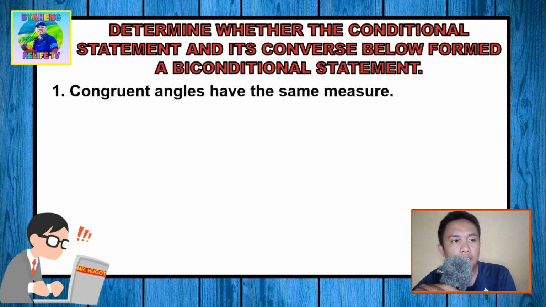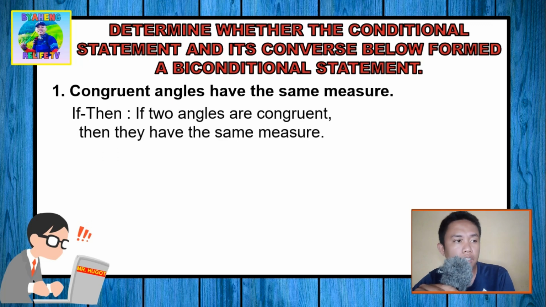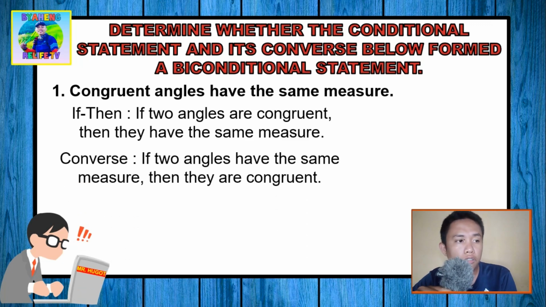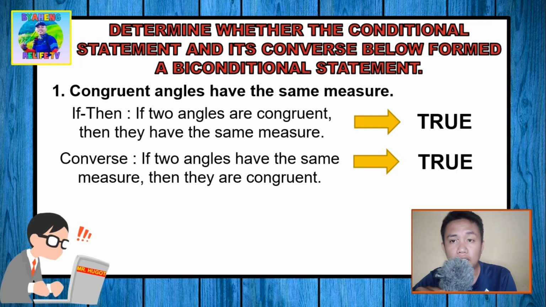Congruent angles have the same measure. So, ang ating if statement, if two angles are congruent, then they have the same measure. Converse natin, if two angles have the same measure, then they are congruent. So, our if and then statement, is that true or not? So, that is true. Tama po yan. Our second statement, is that true or not? That is true.